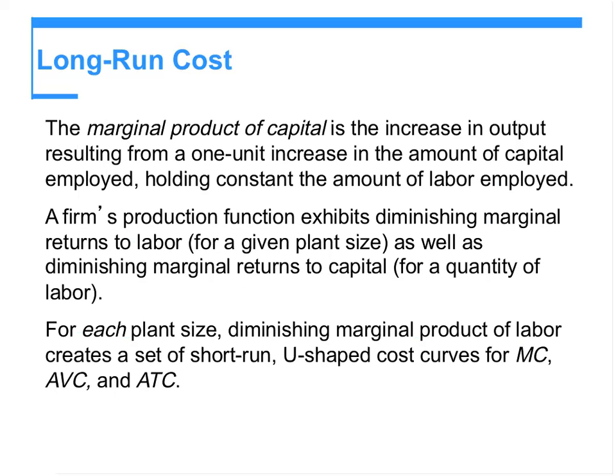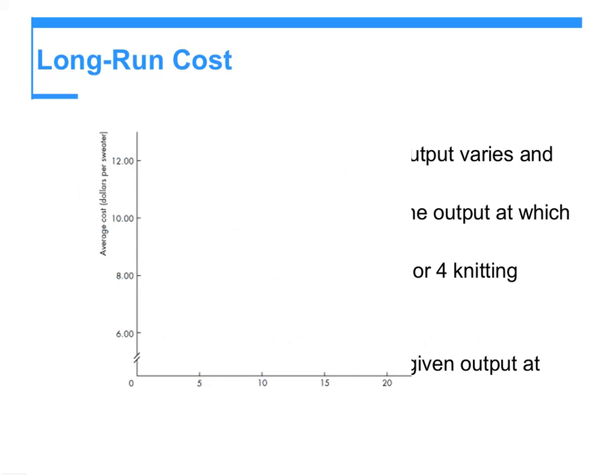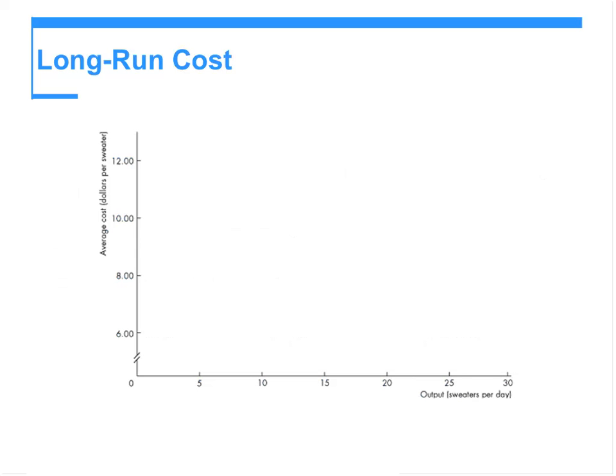The marginal product of capital is the increase in output resulting from a 1 unit increase in the amount of capital employed, holding constant the amount of labor employed. So you can have the same thing for capital as well. The firm's production function exhibits diminishing marginal returns to labor for a given plant size, as well as diminishing marginal cost. So I'm trying to show you this on this graph. That will be much better to see.